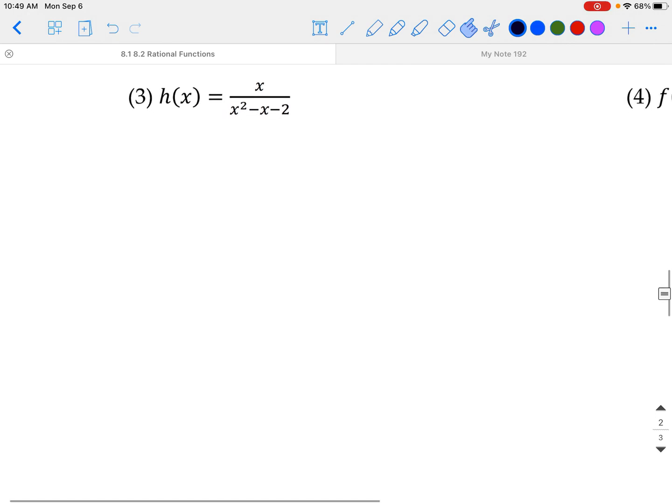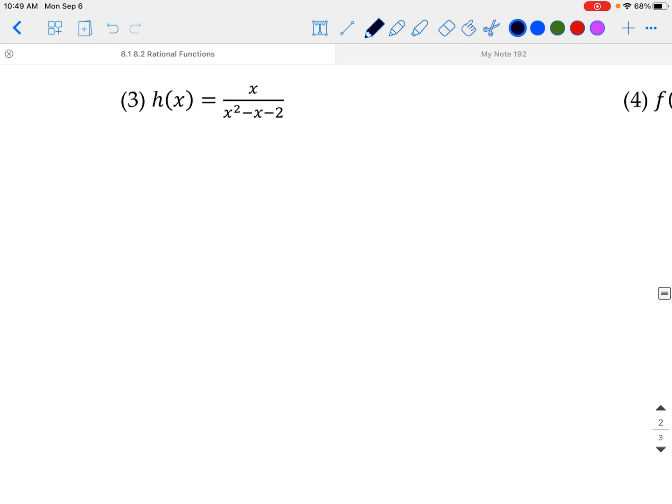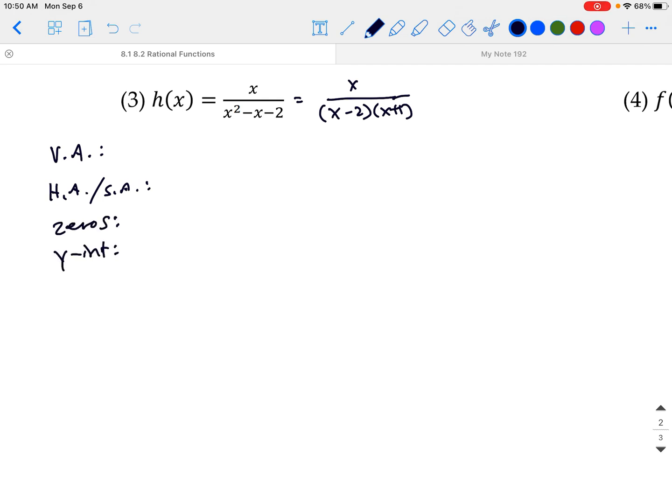All right, so let's go ahead and look at number 3. So for number 3, we'll maybe start by factoring. So it looks like we're going to have x minus 2, x plus 1. And we're not going to have symmetry here because we've got an odd and an even and an odd all mixed together. So you could check that. So there's no symmetry. So we'll just look for those normal things: vertical asymptotes, horizontal or slant asymptotes, zeros, and the y-intercept. No holes. But we'll have everything else.